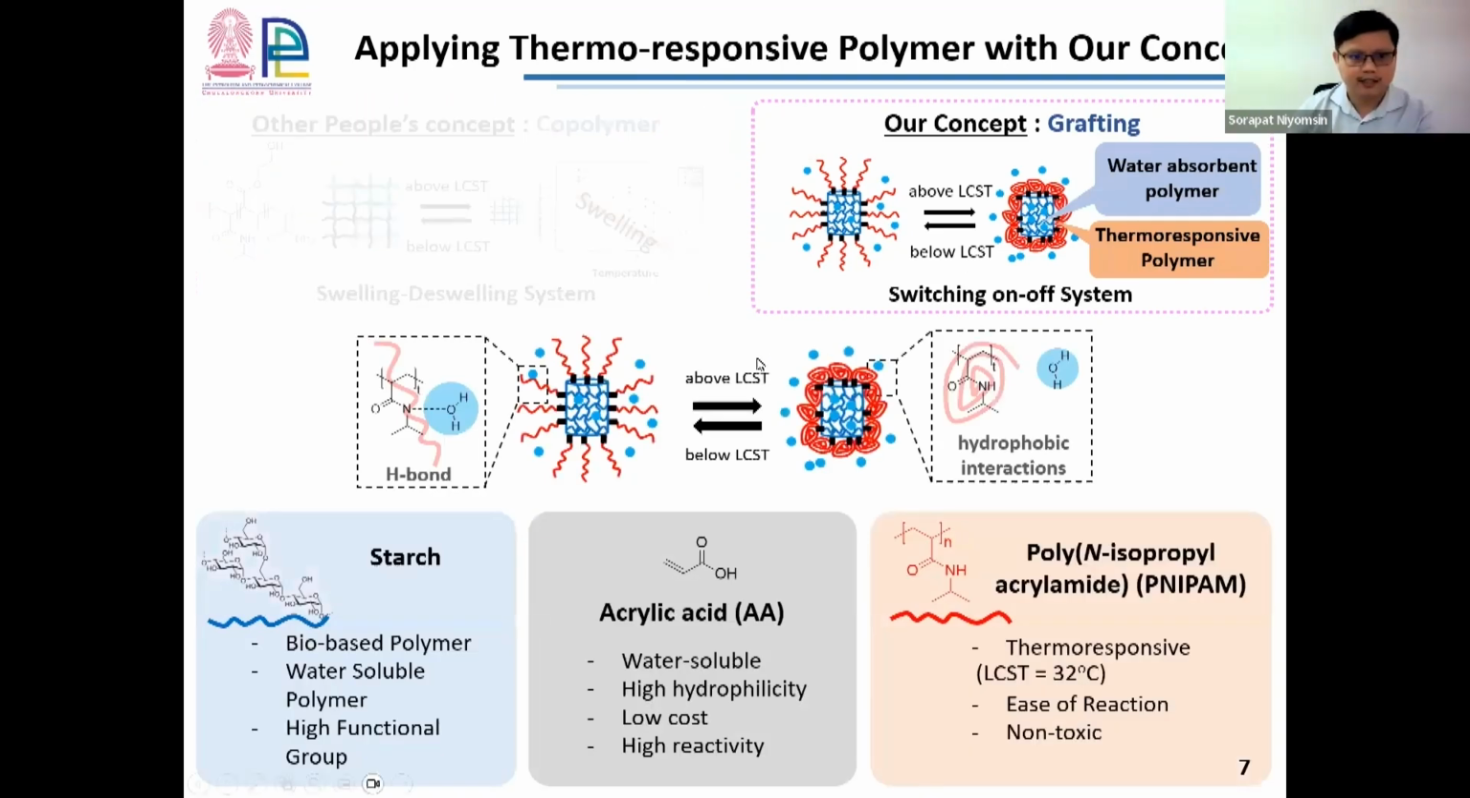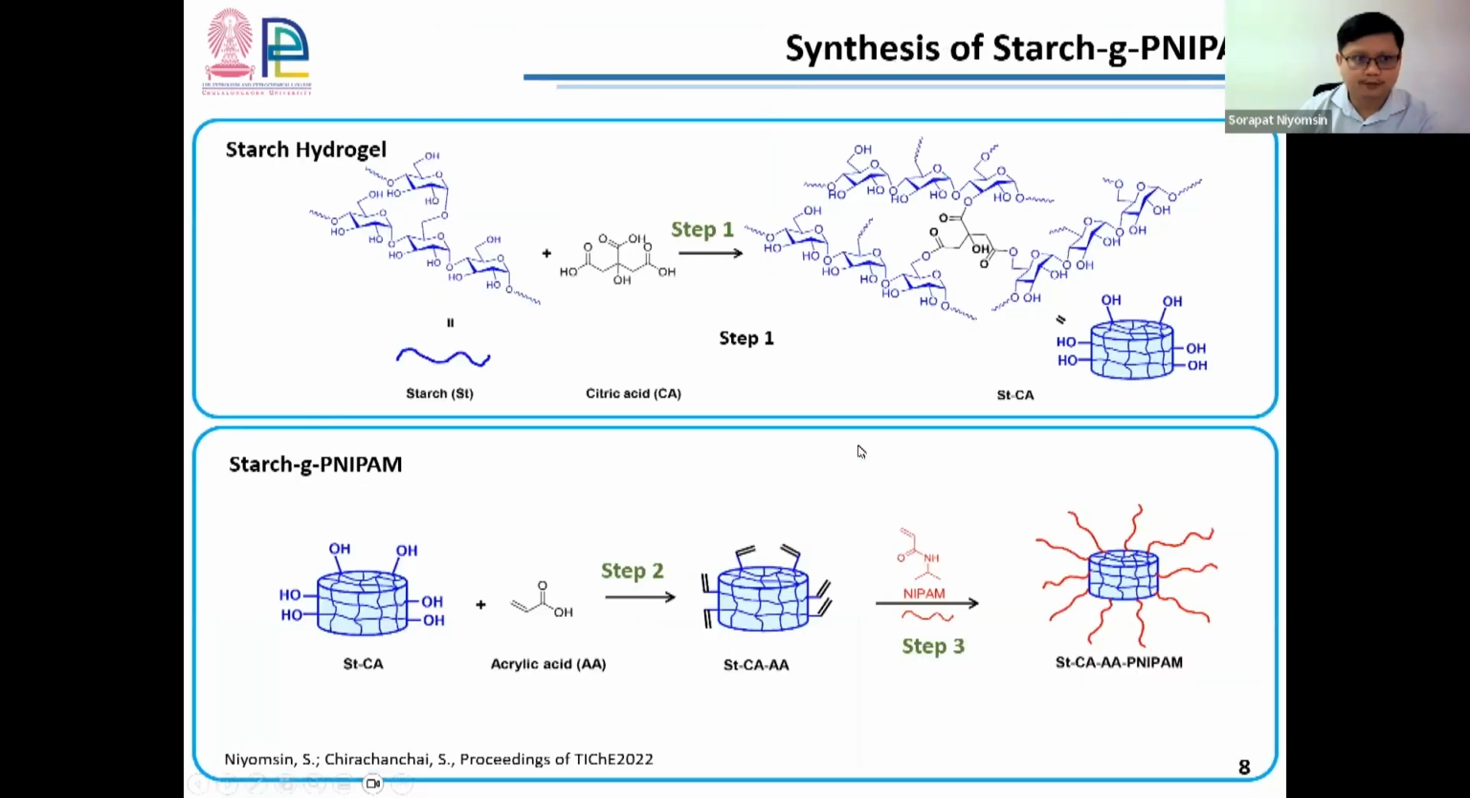So in this case, we would like to design the material with a core, which is the starch hydrogel, connected with the thermoresponsive function on the outside. Once we heat it up, the outside will turn into a hydrophobic interaction and protect the water from evaporating out. Okay, so let's see.